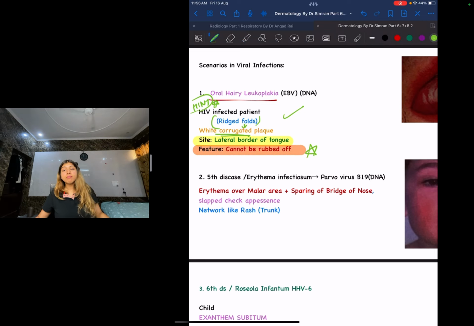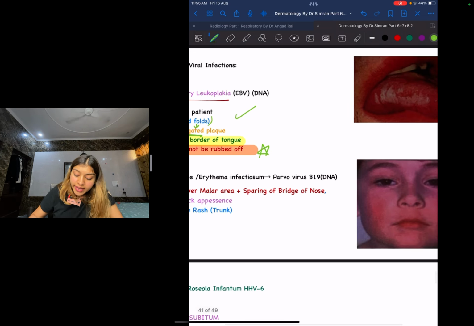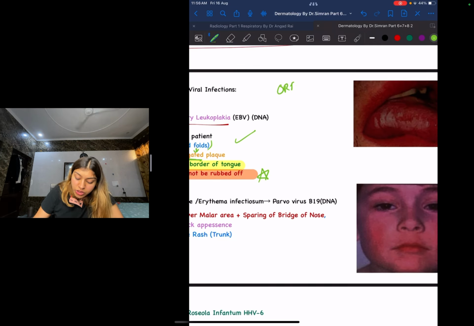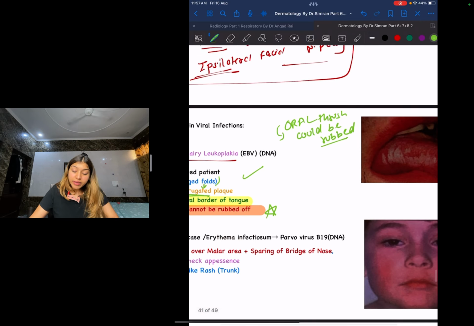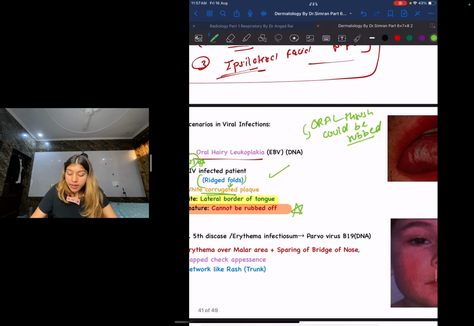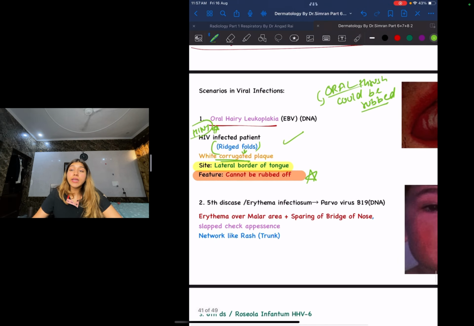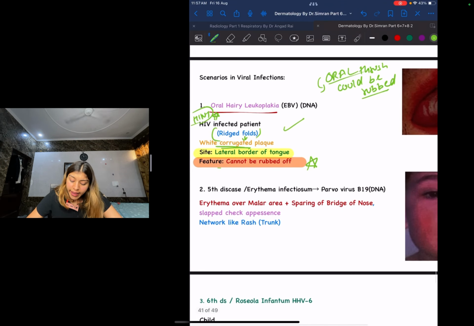And why am I mentioning it cannot be rubbed off, guys? Because in oral thrush that we studied in fungal disease, the white pseudomembranous sheet could be rubbed off. Again I'm writing it here, guys. You also write it down in your notes, so that even if you forgot fungal disease, when I'm revising virus, you'll remember, achha, in fungus there was this oral thrush that could be rubbed off, whereas in this virus, in oral hairy leukoplakia, it cannot be rubbed off.